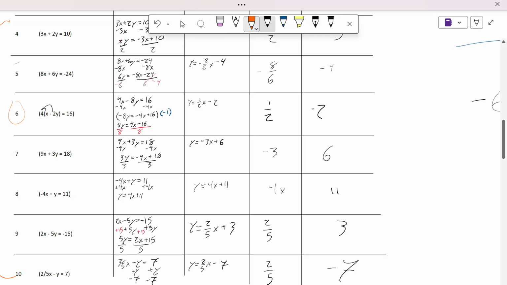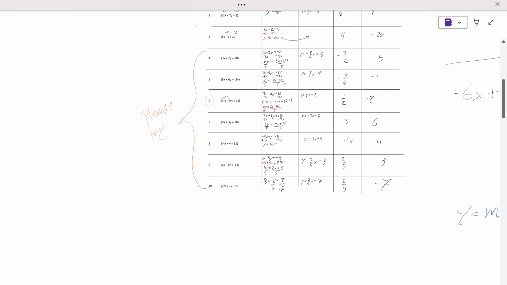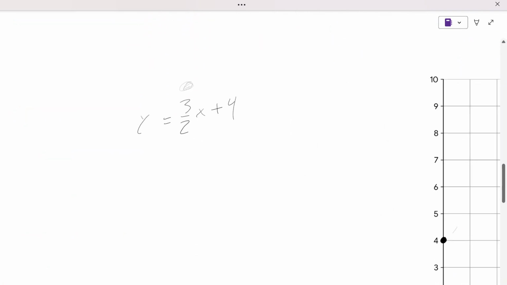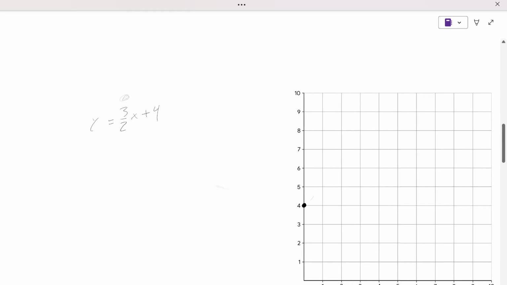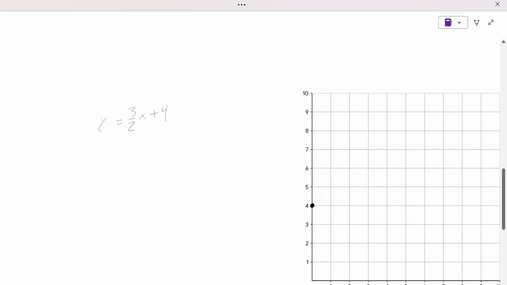To continue on with the lesson, we're going to go over graphs. Yay! Our favorite thing ever. So we have this equation, y equals 3/2 x plus 4. And we know that with graphs like this, we have coordinate points, which go in the format of x comma y.